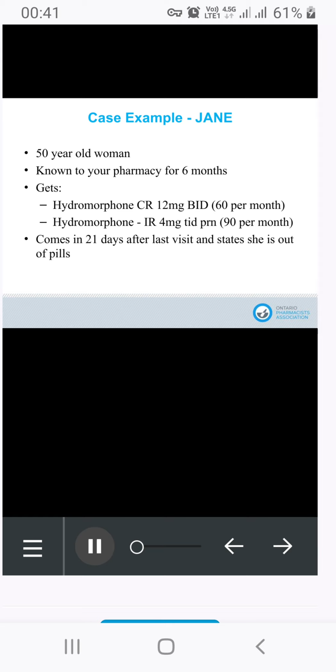Case example: Jane, a 50-year-old woman known to your pharmacy for 6 months, gets hydromorphone controlled release 12 milligram BID, 60 per month, and hydromorphone IR 4 milligram TID PRN, 90 per month. She comes in 21 days after her last visit and states she is out of pills. Okay, what should we do now?